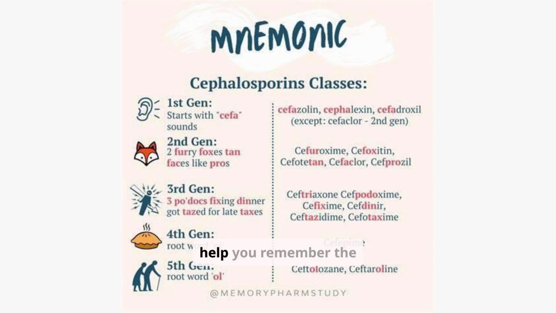Here's a mnemonic to help you remember the different generations of cephalosporins. Each generation has its own spectrum of activity. Let's break it down. First gen, e.g., cefazolin, mostly gram-positive. Second gen, e.g., cefuroxime, adds some gram-negative. Third gen, e.g., ceftriaxone, more gram-negative, can cross the BBB. Fourth gen, e.g., cefepime, broadest coverage. Fifth gen, e.g., ceftaroline, covers MRSA.